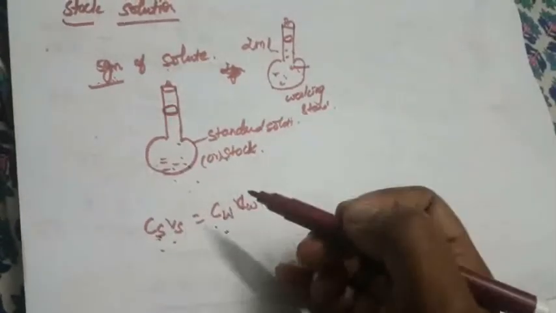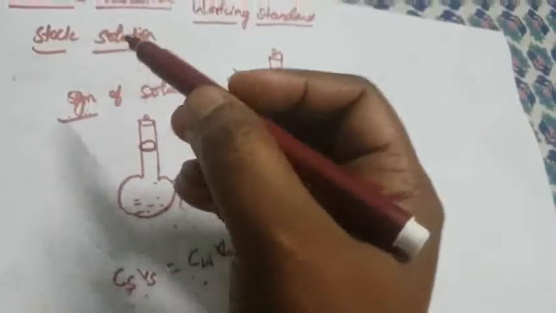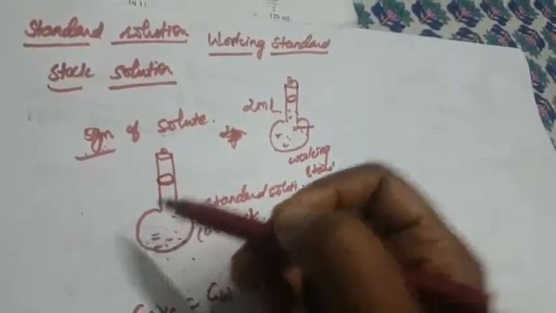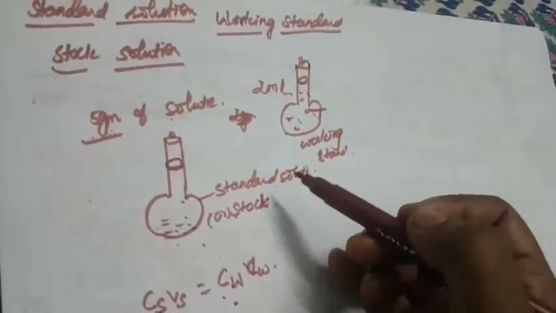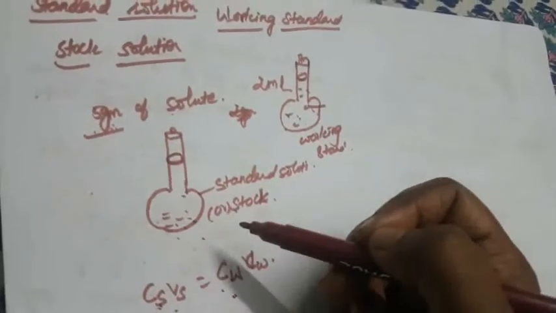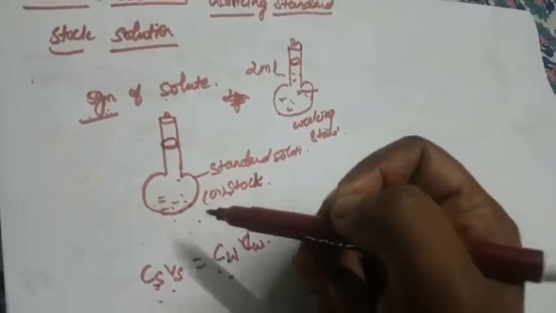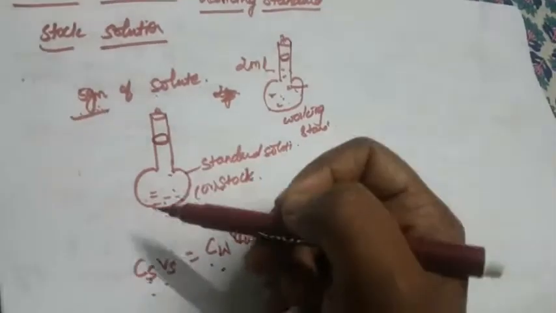What are the advantages of using the standard solution? Why are we first preparing the standard solution and then taking from it to prepare the working standard? What is the purpose? The error due to weighing the solute can be minimized by using a concentrated stock solution that requires a large quantity of the solute. What is the meaning of that?